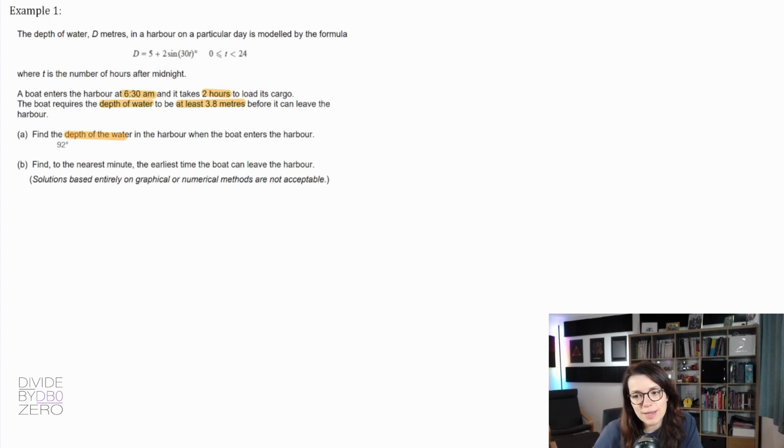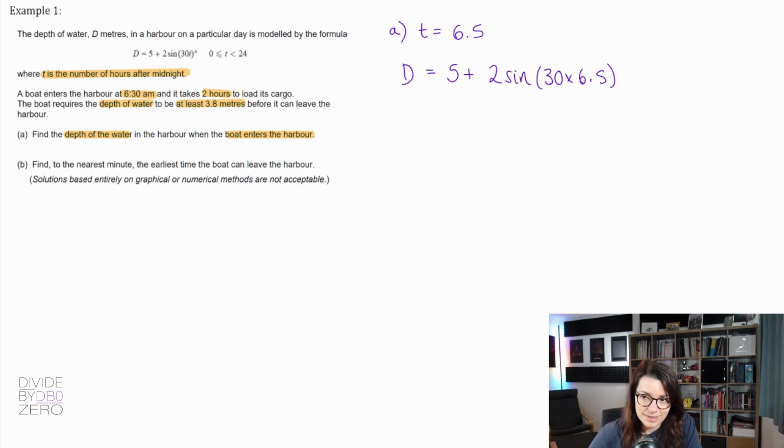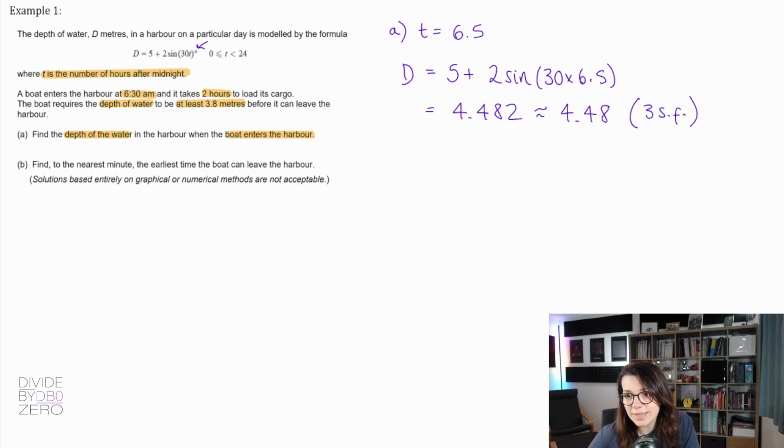Part A, find the depth of the water in the harbour when the boat enters the harbour. So for part A, we know the boat enters the harbour at 6:30 a.m. So that means t is 6.5, because t is the number of hours after midnight. All we need to do is sub that t value into the d formula. Make sure we're in degrees because there's a tiny degree symbol there. And in the calculator, that's 4.482 or 4.48 to 3 significant figures. And in modelling, we should also give the unit, so that's in meters. There we go. So that's the answer for part A.